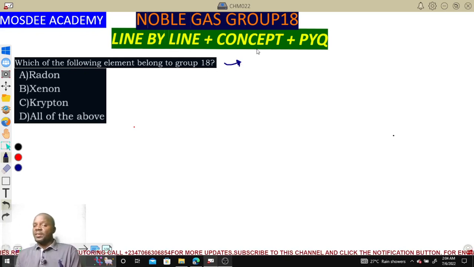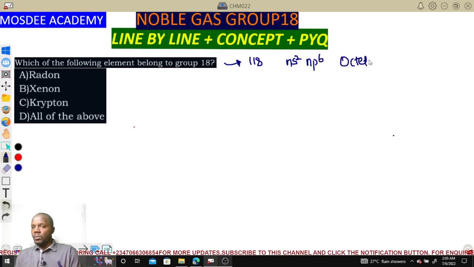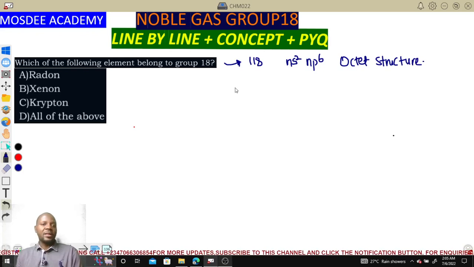Now, talking about group 18, I told you the last element will be 118. You know that their general configuration is ns2 np6. You were told that they have completed their octet structure. Because they've completed the octet structure, they are called noble gases, the general name.